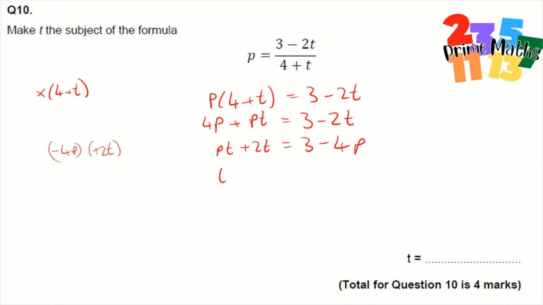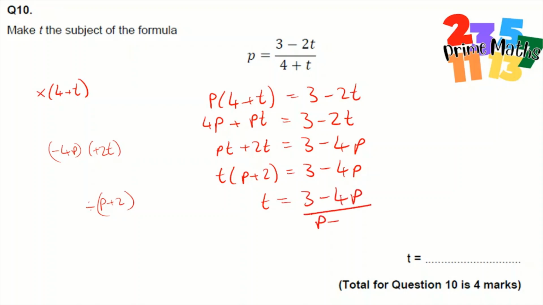I'm then going to factor the t out to leave me with 1t on the outside. I'm then going to divide everything by p plus 2 to give us t is equal to 3 minus 4p divided by p plus 2.